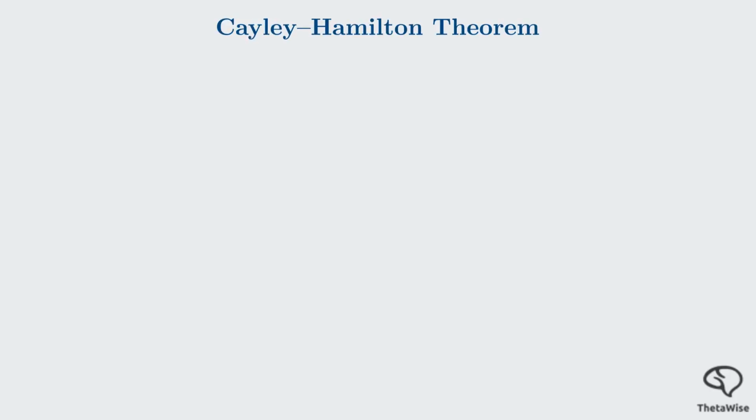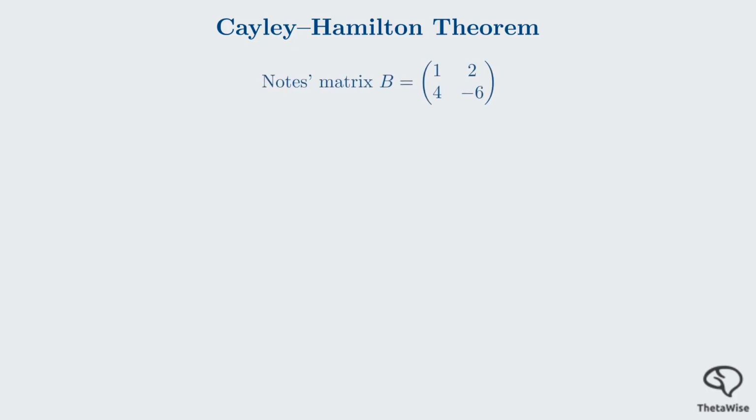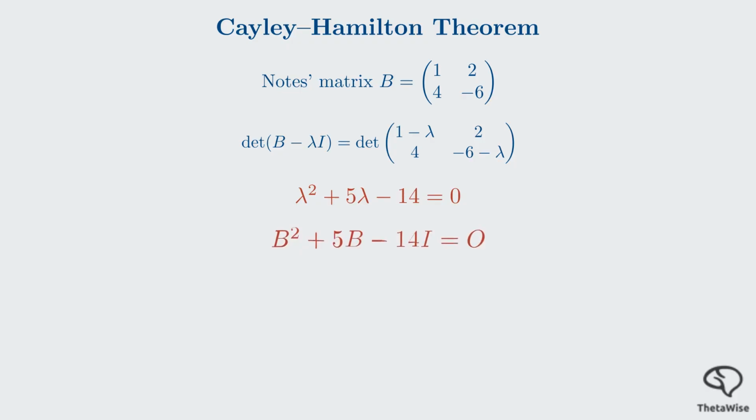The Cayley-Hamilton theorem says that every square matrix satisfies its own characteristic equation. This means we may calculate the characteristic polynomial in lambda and then replace lambda by the matrix A, while replacing the constant 1 by the identity matrix. Use the Notes matrix B. Expanding its characteristic determinant gives lambda squared plus 5 lambda minus 14 equal to 0. Cayley-Hamilton therefore gives B squared plus 5B minus 14I equals the 0 matrix.